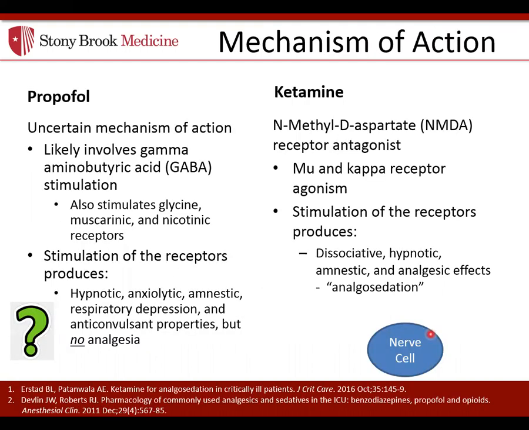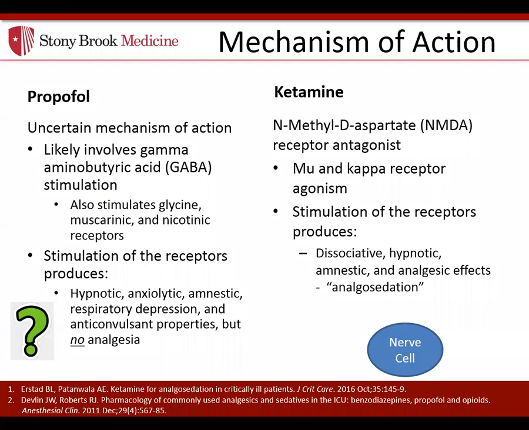All right. So the mechanism of action of propofol is uncertain. It's hypothesized to activate central GABA receptors with some modulation of the hypothalamic sleep pathways, and it also likely involves glycine, muscarinic, and nicotinic receptors. And the stimulation of these receptors is able to produce sedative, hypnotic, anxiolytic, amnestic, and anticonvulsant properties, but however, it does not produce any analgesia.